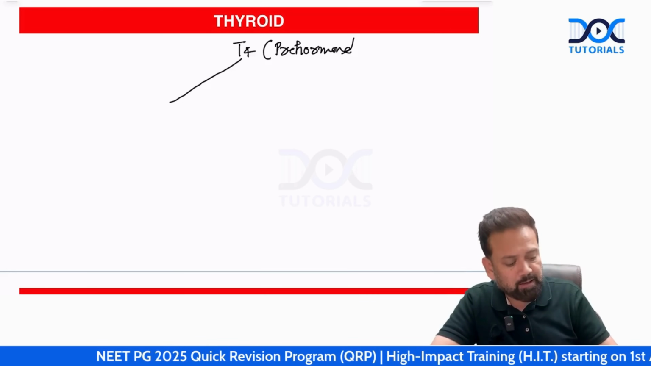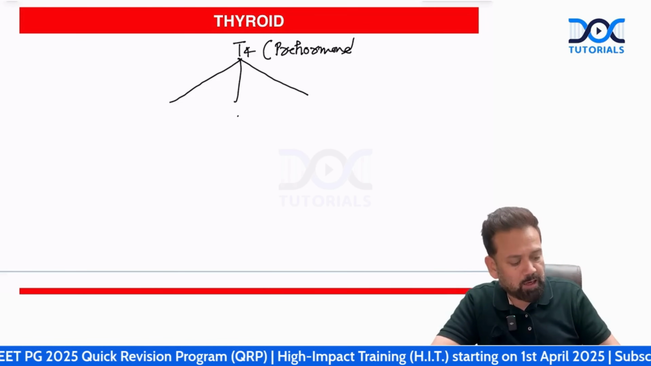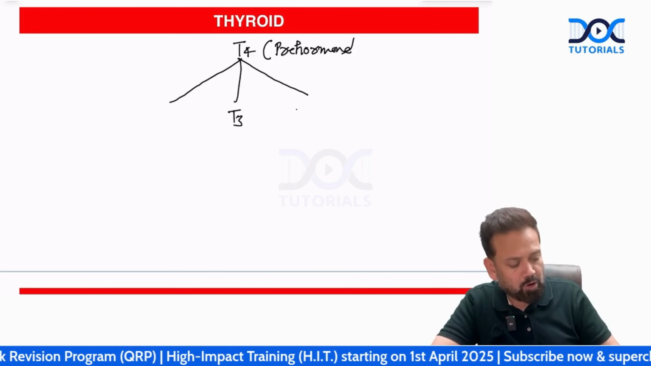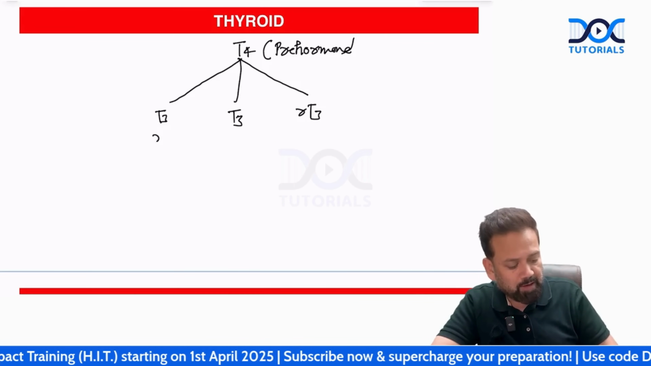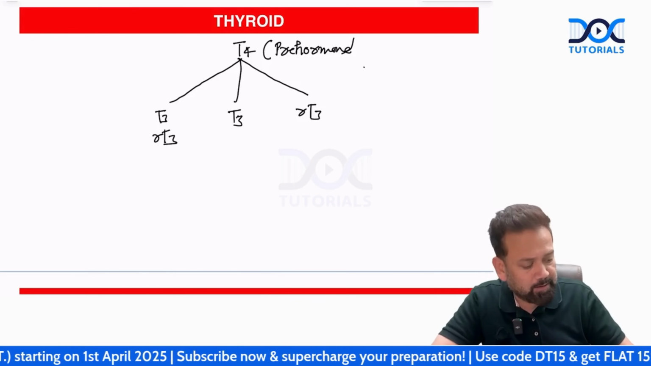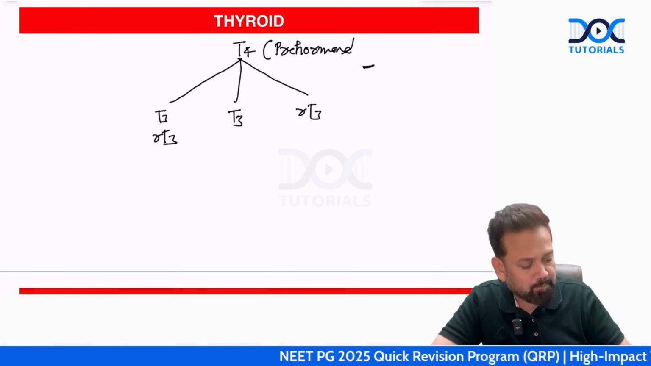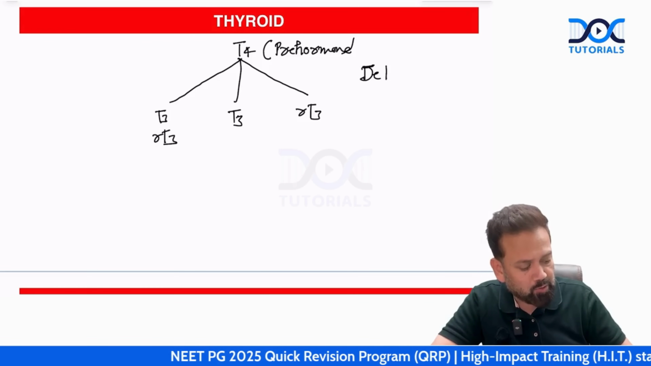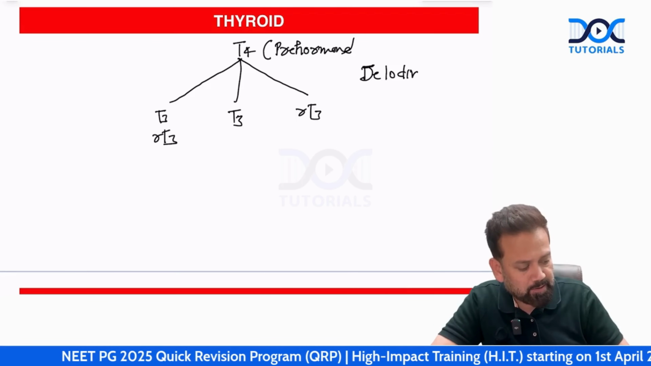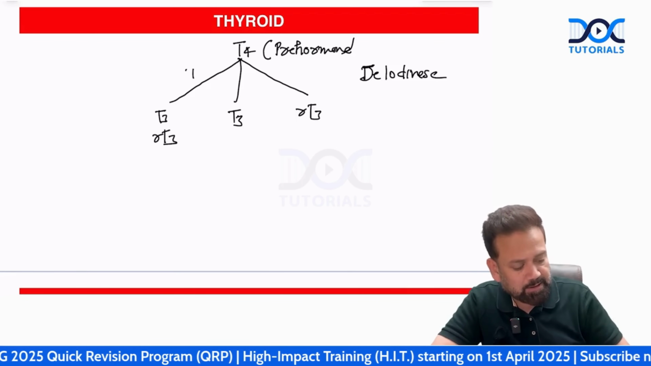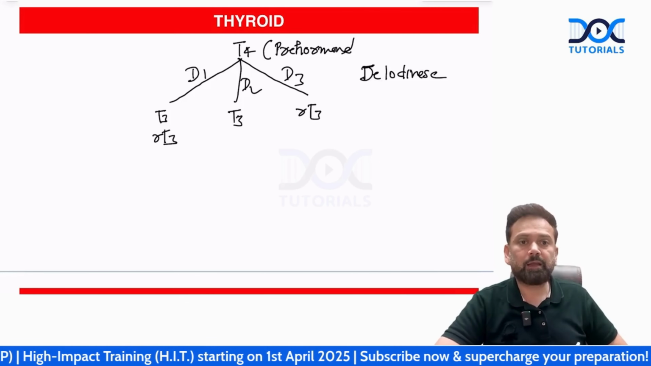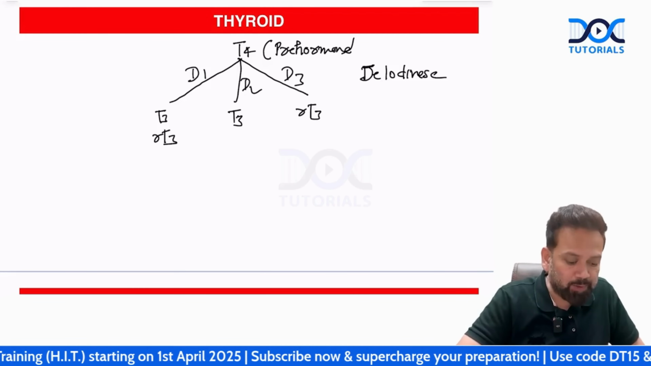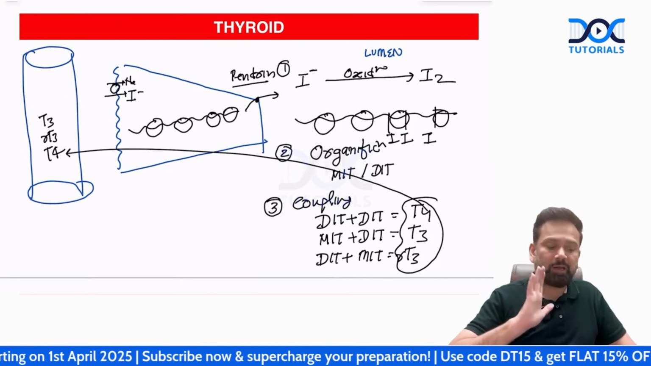It can be converted into either T3 or reverse T3 or both. By which enzyme? By deiodinase. It is D1, D2, D3. Clear? So this is clear. So please do remember these two diagrams are very important.